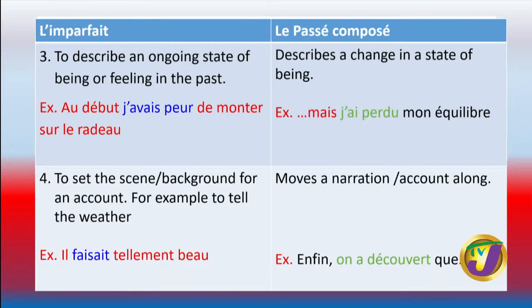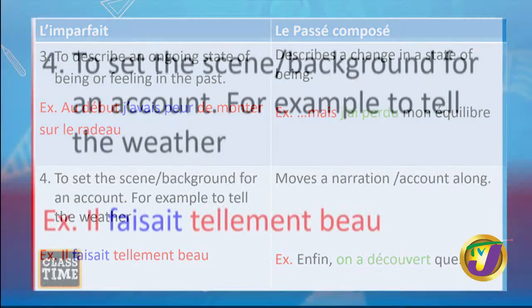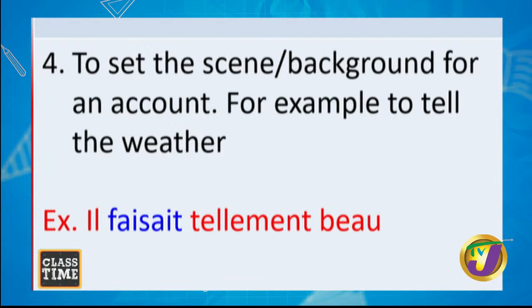Number 3 says it's used to describe an ongoing state of being or feeling in the past. Au début, j'avais peur de monter sur le radeau. So I was feeling fearful. That was my state of being. Number 4 is used to set the background for an account. For example, to tell what the weather was like. So from the letter we know that il faisait beau, it was good weather. So normally the weather goes in the imperfect tense. Right, so that's for the imperfect.